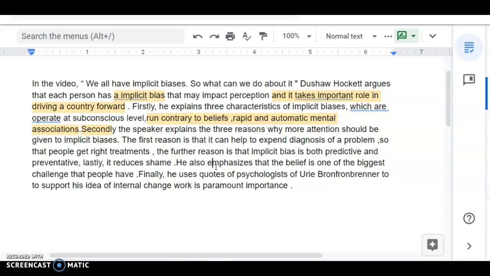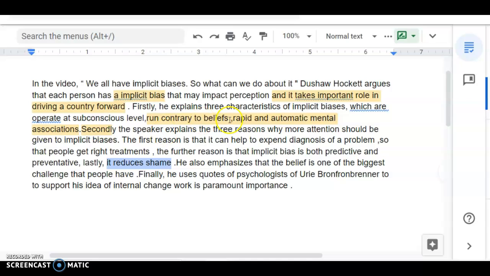Now here, this is the confusion, and it goes back to this part of your main idea. You make it sound like biases will help to expand the diagnosis, that biases are predictive and preventive, and that they reduce shame. But he was not saying that. This makes it sound that biases are a good thing and they help people do all these things.